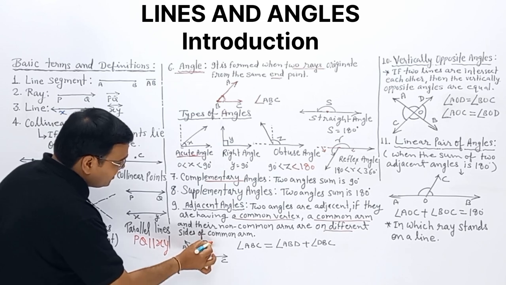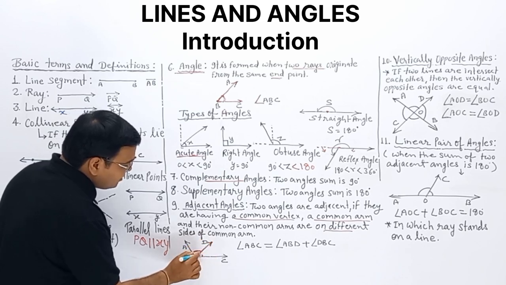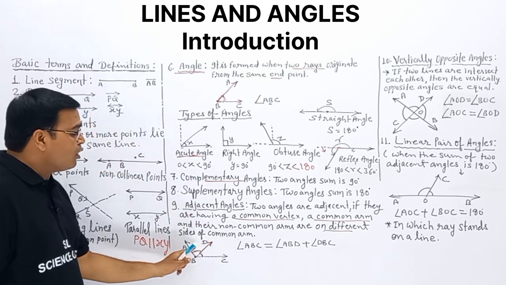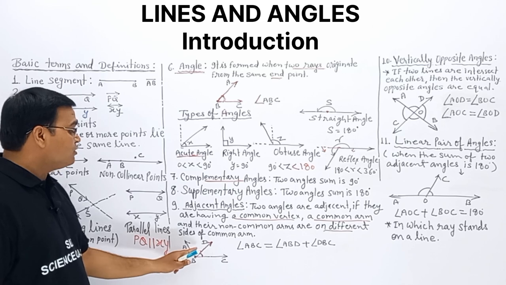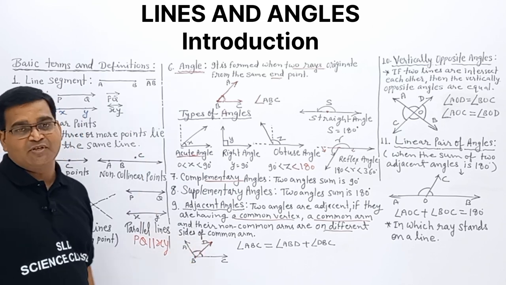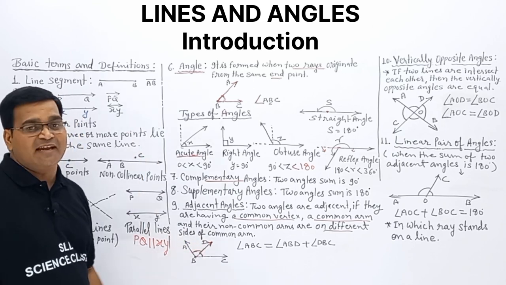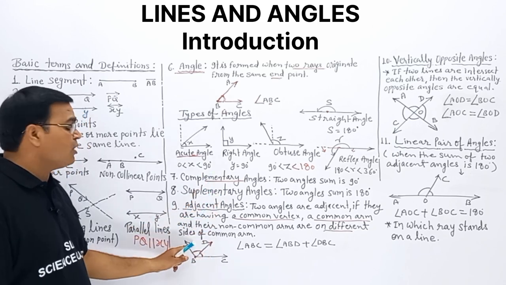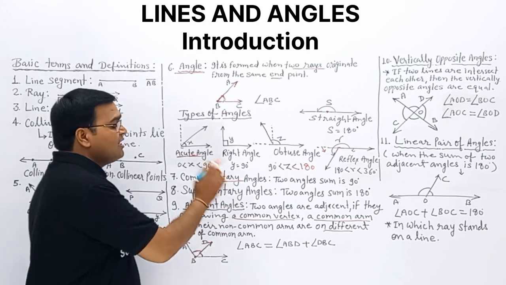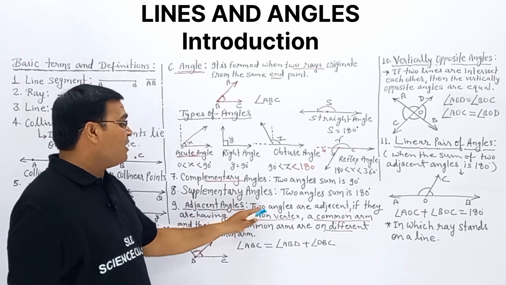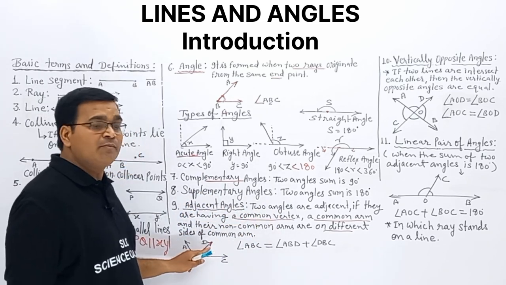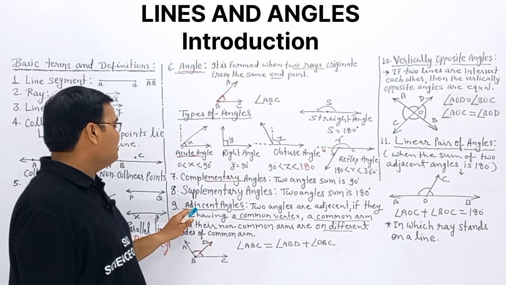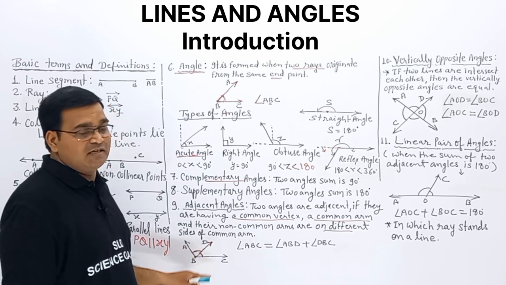Obviously, this is the common arm. One side is this one and the other side is this one. So non-common arms are on different sides of the common arm. Clear? Both are not on the same side. One is this side and one is this side. So an adjacent angle is when we have a common vertex, a common arm, and non-common arms on different sides. Clear? Then we can say both angles are adjacent.